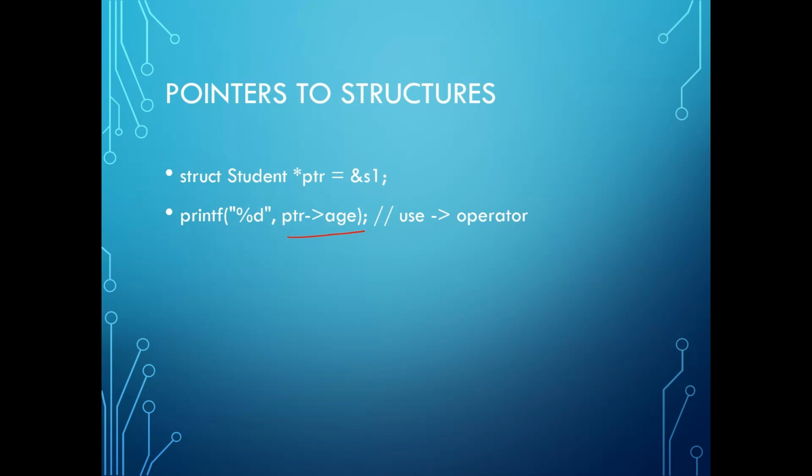Think of it as saying, I don't have the student form directly. I only have the pointer to it, but I can still get to its fields. So you're storing the address here, and this operator is pointing to it, so this arrow operator will be accessing the fields of this structure.